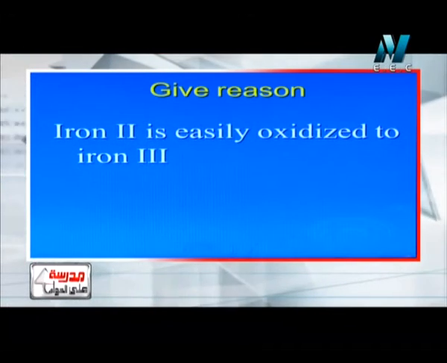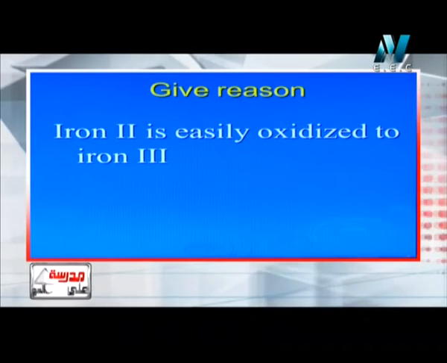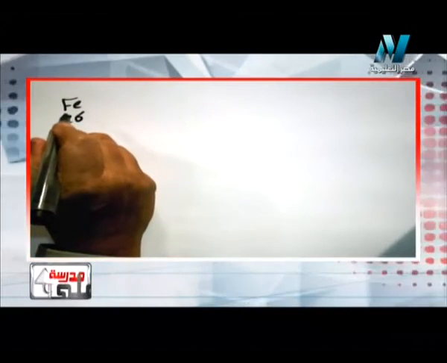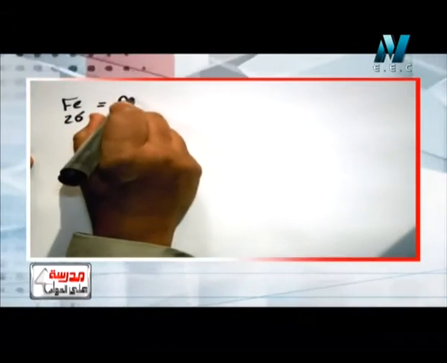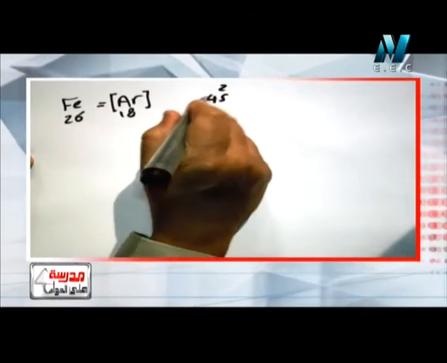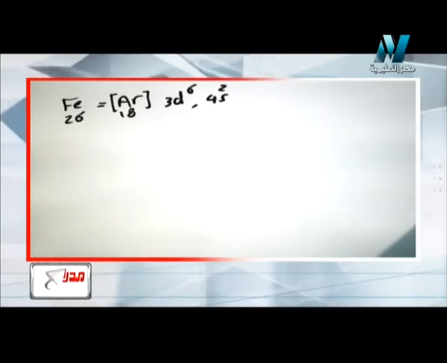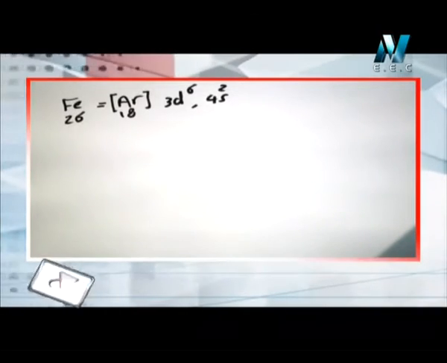Iron 2 is easily oxidized to iron 3. Okay, let's explain this in details according to iron and to manganese also. We know that iron 26, electronic configuration of iron will be argon 18, 4s2, 3d6. I can write 3d before 4s or 4s before 3d, whatever. But we know that 4s must be filled by electrons before 3d. But I write this according to the arrangement of energy level. The third energy level is 3d, and the 4s is in the fourth energy level.